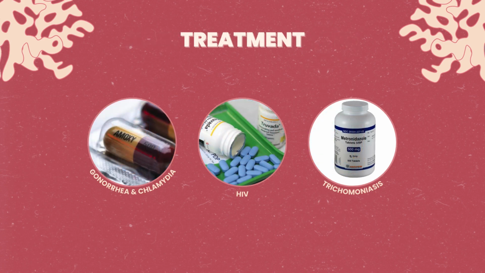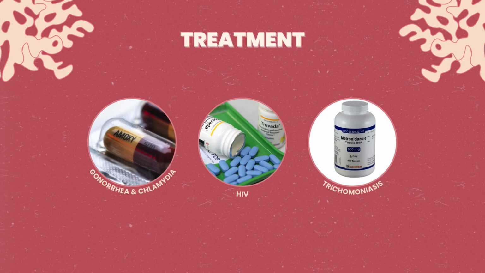Gonorrhea and chlamydia are bacterial infections, thus they can be treated with antibiotics. Early treatment can cure these infections and prevent complications. Viral infections like HIV can be managed with antiretroviral therapy or ART, avoiding the progress to AIDS, improving immune function, and reducing the risk of transmitting the virus to others.